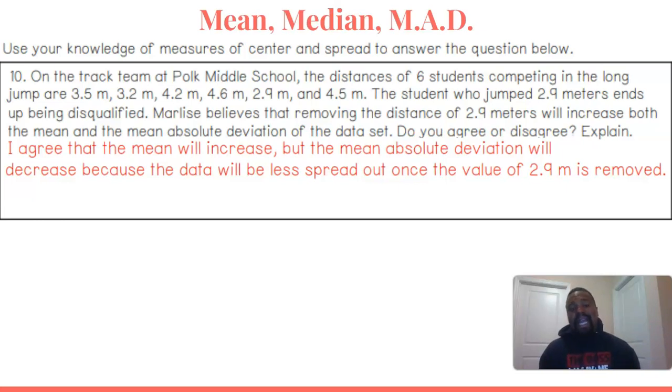For the mean absolute deviation, which shows how spread out your data is, you want to first find the mean of your original data set, and then subtract each number in your data set from the mean, all right? Take the absolute value of the difference. That's your deviation. Find the mean of that deviation, and that gives you your mean absolute deviation. The closer you are to 0, the closer each data point is to the mean. All right. So I hope this helps with our understanding of mean, median, and mean absolute deviation.